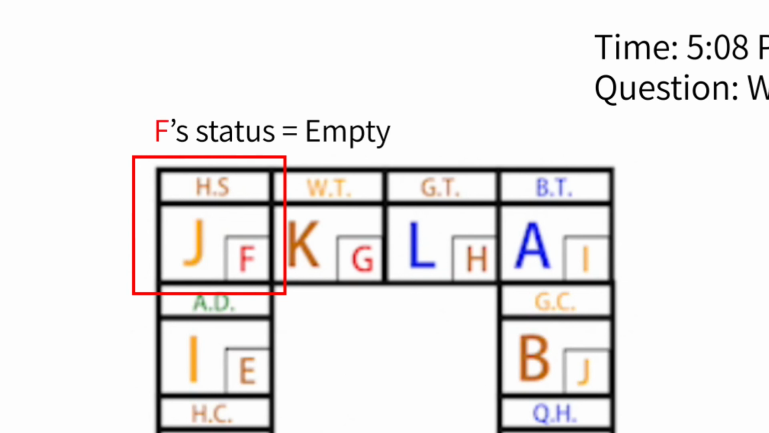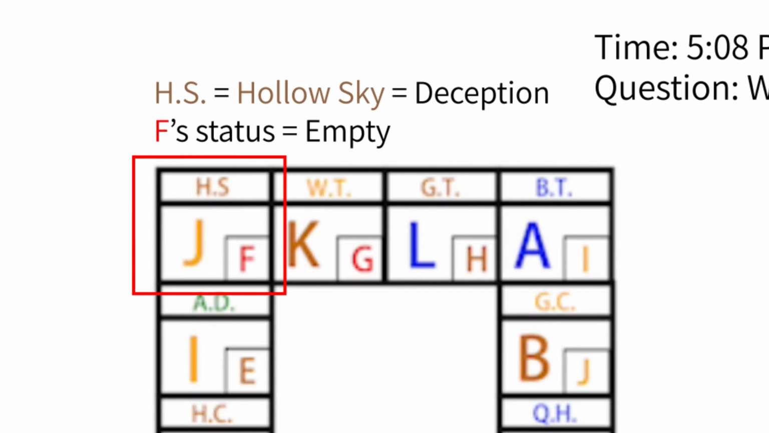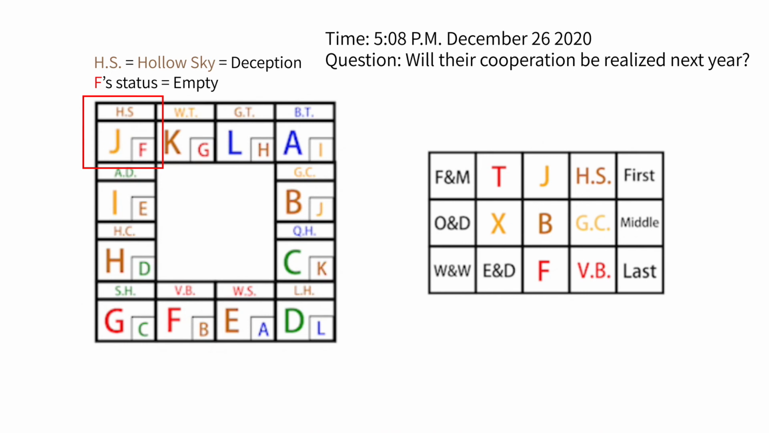I said before that empty means nothing and unreliable. HS is the abbreviation of the hollow sky, one of the 12 celestials, which represents deception. J's earth plate is F, whose status is empty. It is like an object falling into a bottomless pit, and we will never be able to obtain it. So we can see its failure from the beginning of the thing.